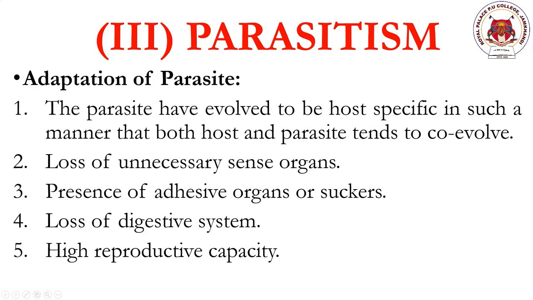These parasites have lost unnecessary sense organs, such as antennae, and the senses of smell and touch. They have specialized organs on their body called suckers, from which they suck the nutrition coming from the host's body. They have even lost the digestive system. The reproductive capability of these parasites is very fast. That means they just eat and reproduce, eat and reproduce. The food eaten by these parasites results in the formation of newer individuals.